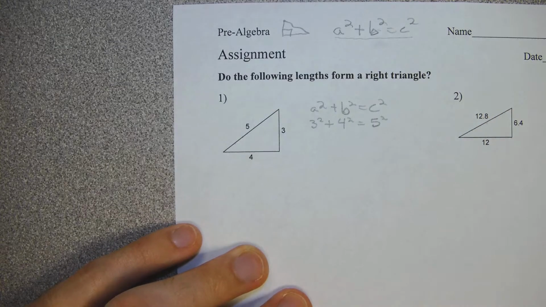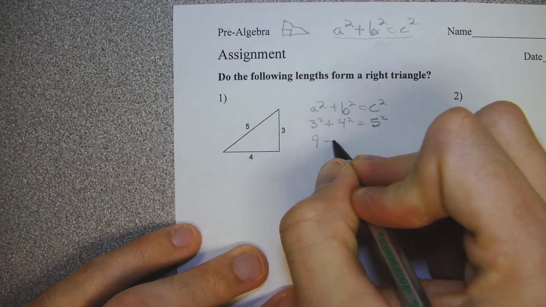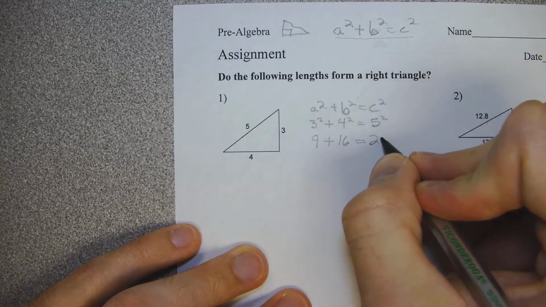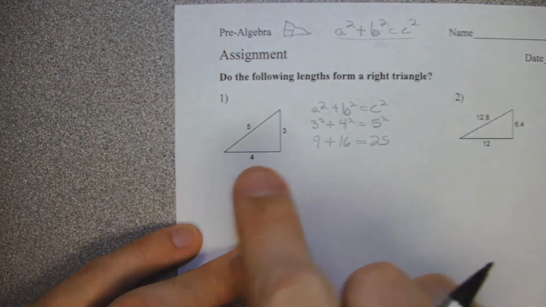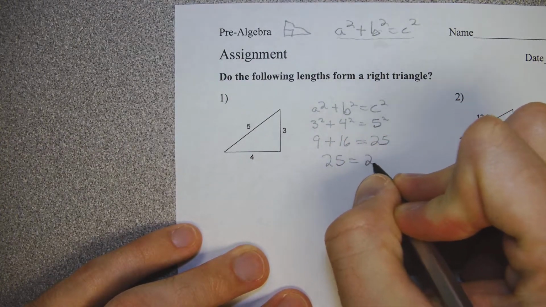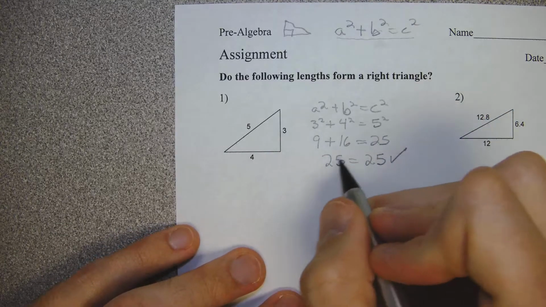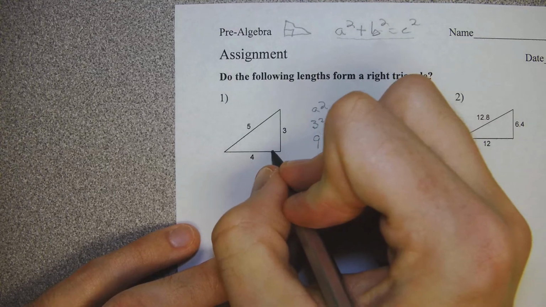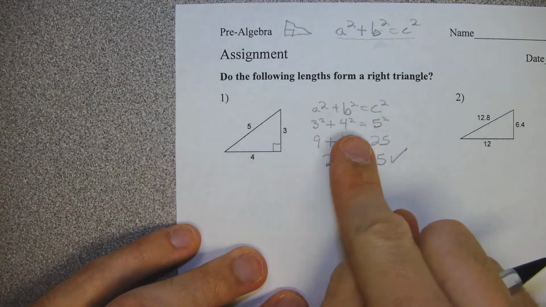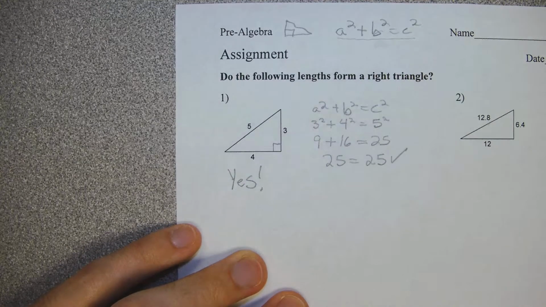So I'm going to plug it in as 3 squared plus 4 squared is 5 squared. All right, let's see what happens. 3 times 3, that's 9. 4 times 4, 16. 5 times 5, 25. All right, we're almost there. We'll add 9 and 16. That gets 25 here. Notice that is 25 there, meaning it checks out. Both sides are indeed equal. If that happens, then according to the converse, we have a right triangle. So do the following lengths form a right triangle? The answer is an unequivocal yes.